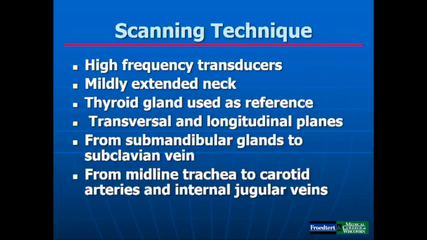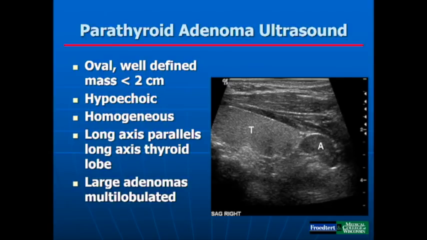The scanning technique requires a high-frequency transducer. The patient is positioned with extended neck, with the thyroid gland used as a reference. It is important to do transverse and longitudinal images from the submandibular glands to the subclavian vein, and from the midline of the trachea to the carotid arteries, to encompass all these areas where the glands can be located.